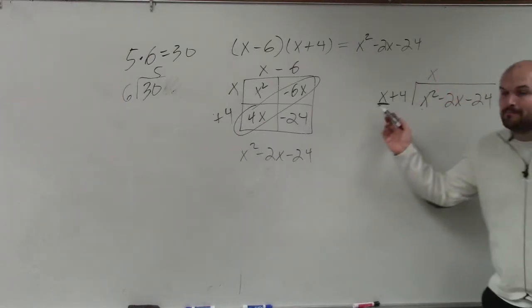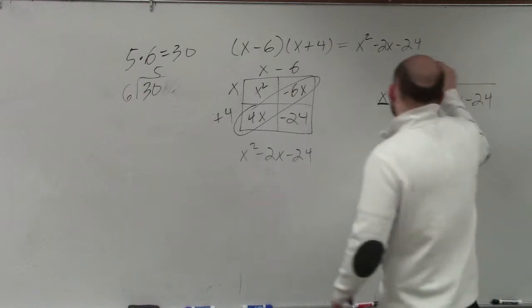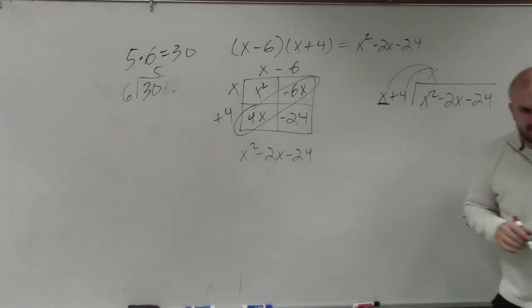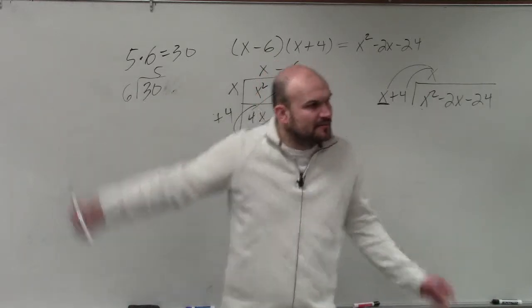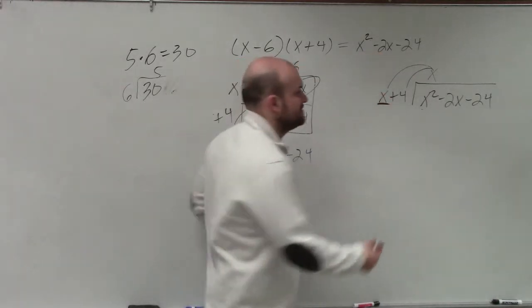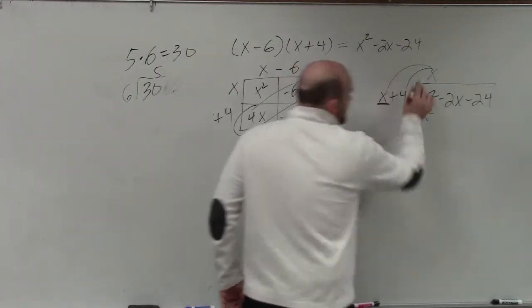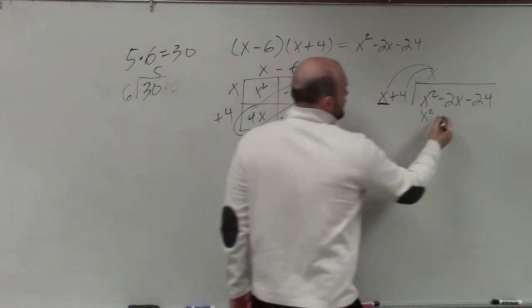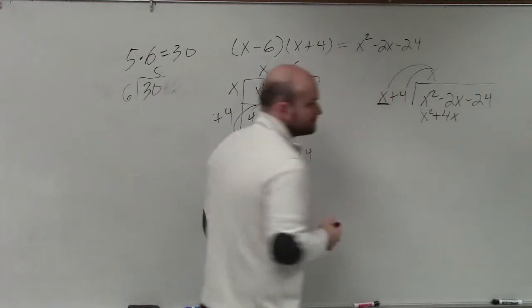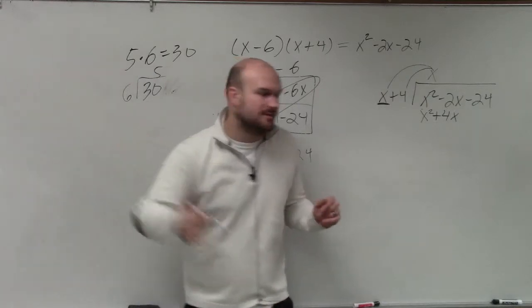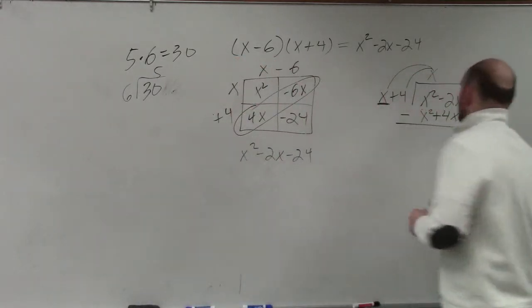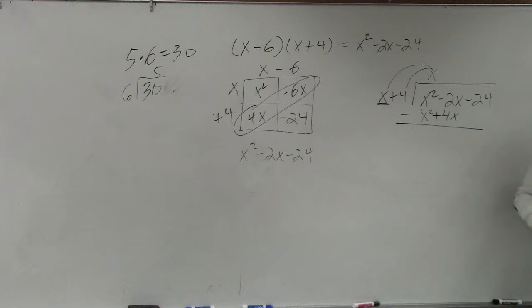Now, since we have a binomial, I have to multiply the x times x and the x times 4. So over there with numbers, you just multiplied 5 times 6, right? And it was easy. It was done. Now you have to multiply x times x, which gives you x squared, and x times 4, which gives you 4x, positive 4x. But then, just like we did over here, we subtract the rows. X squared minus x squared is 0x squared, right, which is just 0.